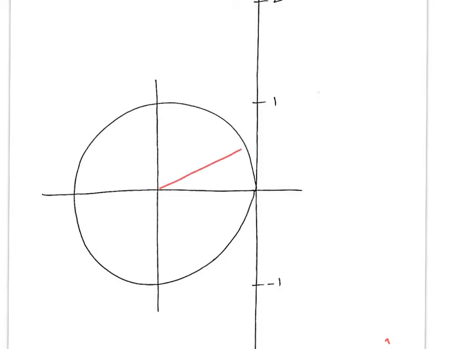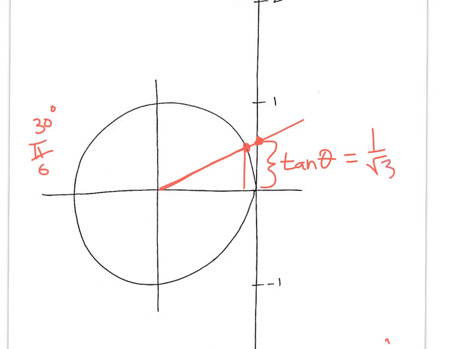If we talk about 30 degrees, or pi over 6, we would say that the cosine is root 3 over 2 and the sine is 1/2. But if we extend this out and see where it actually crosses, that distance is going to be the tangent of the angle. And in this case, it turns out to be 1 over square root 3.